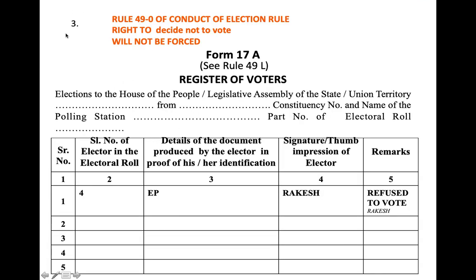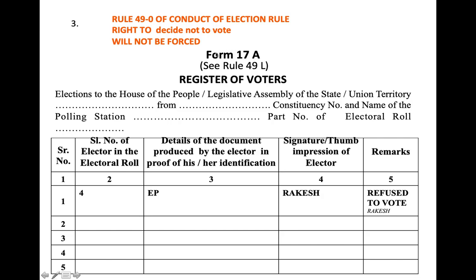This is regarding point 3, okay? So, number of voters who refuse to vote under Rule 49O. What does Rule 49O of the Conduct of Election Rules say? It says that each voter has the right to decide not to vote. So you have to keep in mind that if a voter doesn't want to vote, you cannot force them to vote. That is covered in Rule 49O of the Conduct of Election Rules.